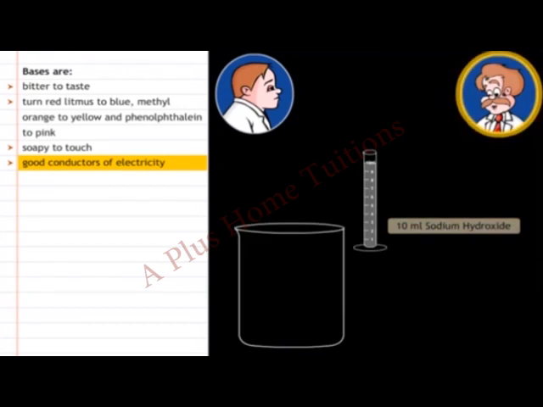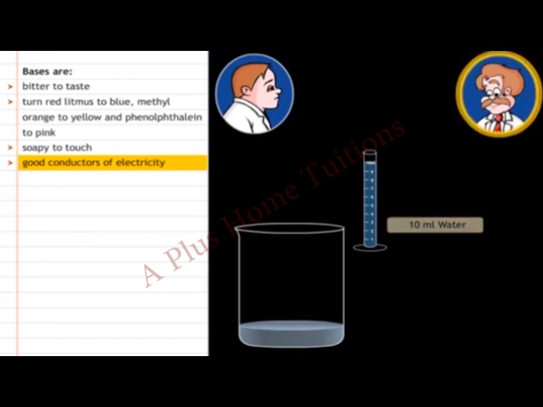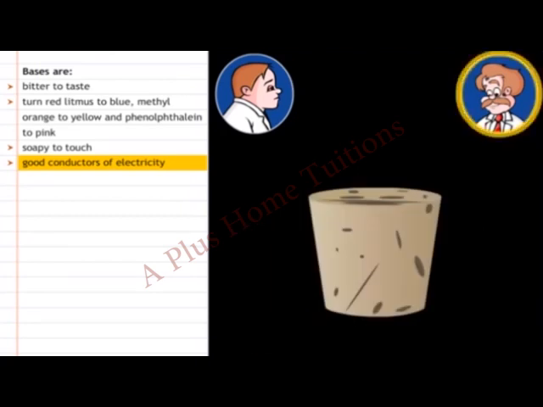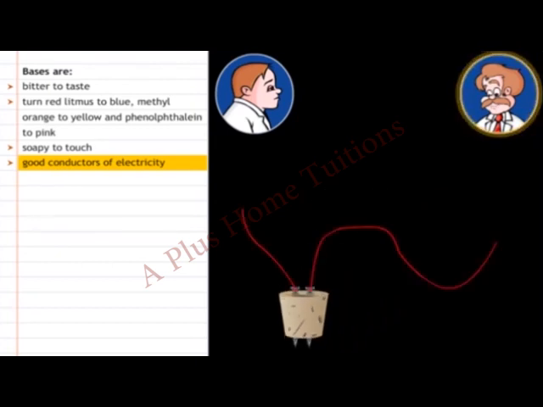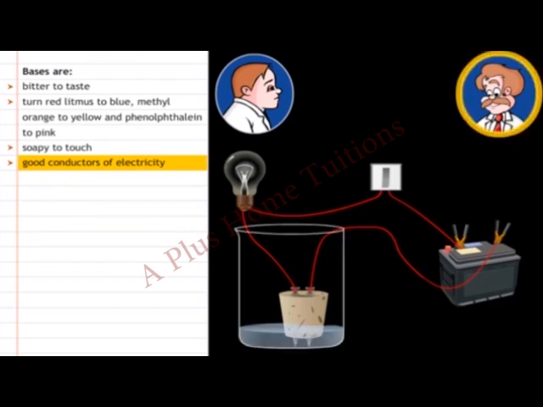First, we take 10 milliliters of sodium hydroxide solution and 10 milliliters of water in a beaker. Then, we take a cork and fix 2 carbon rods in it. Next, we connect the rods with an electric wire in series, along with a battery, switch, and a bulb. Now, we insert the setup into the beaker with sodium hydroxide. Finally, pass electricity through it.